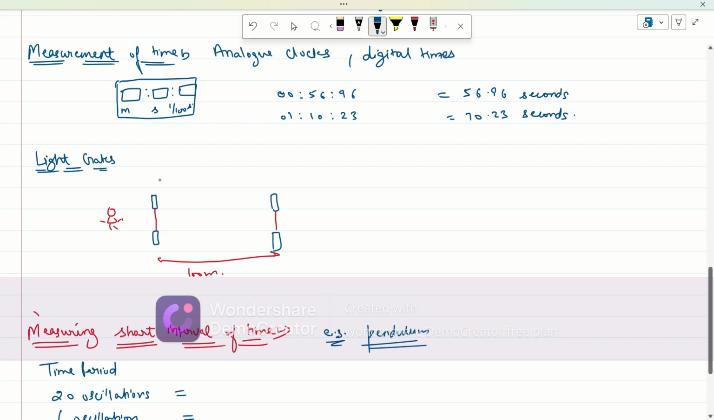Now measurements of time. How can we measure time? For measuring time, there are analog clocks and there are digital timers.